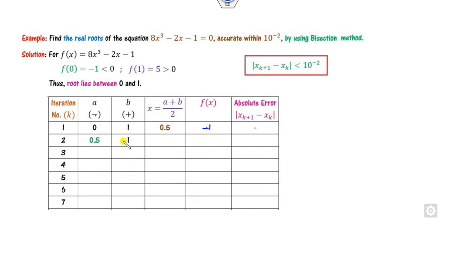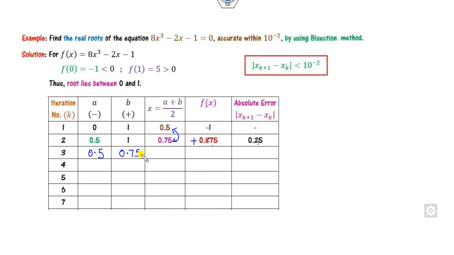Now find a plus b by 2. This is the a, this is the b. What is the midpoint of this? 0.75. Find the value of f at this point. You will get this number. And what is the error? You can see x0 minus x1. The difference between them is 0.25. This is a positive value, so you replace this value here. This is my positive. You preserve the negative.